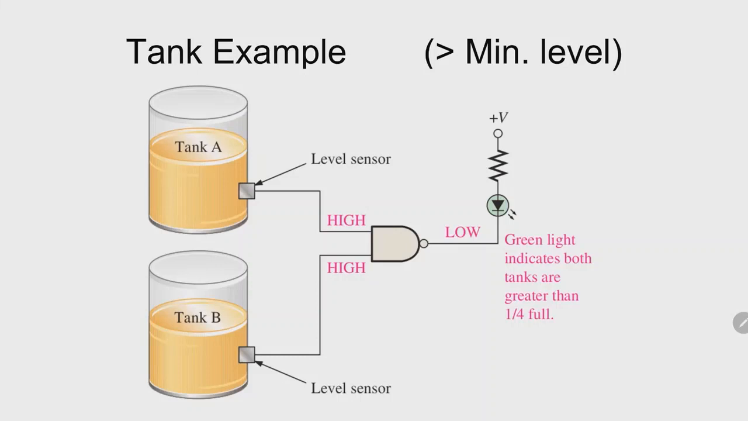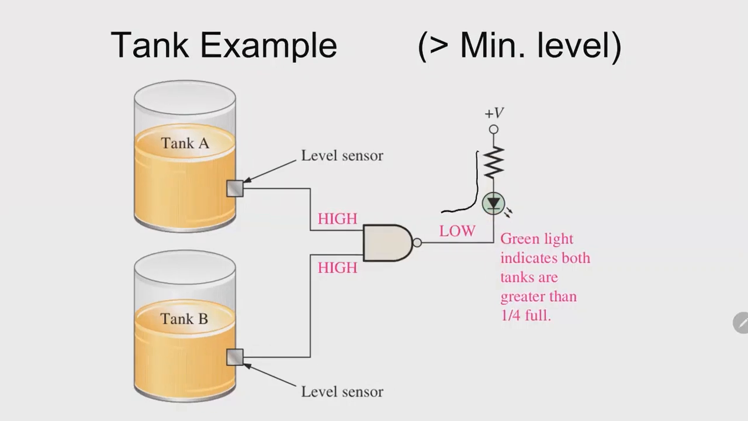A NAND gate, for example. Here we have a level sensor detecting the liquid inside a tank. When there is liquid, the sensor gives you a high, and then the output will be low, and therefore your LED here will be on. So we have a current flow down this path.